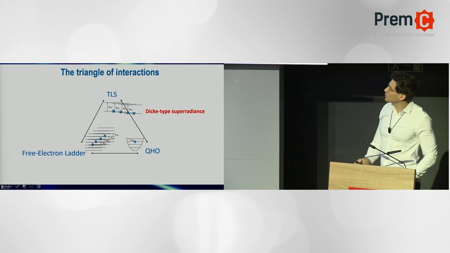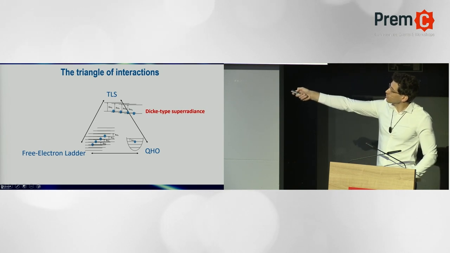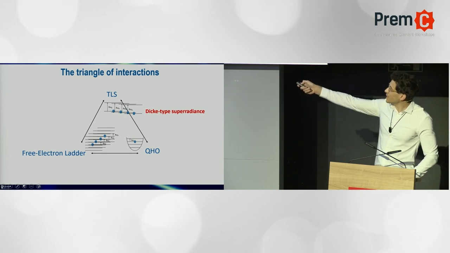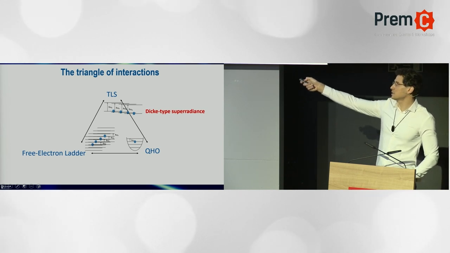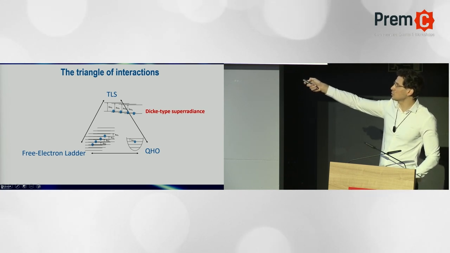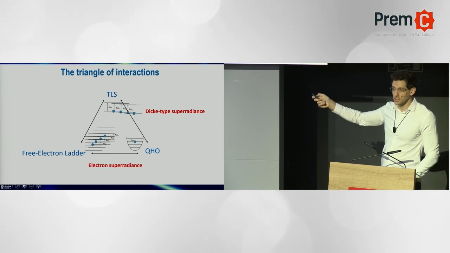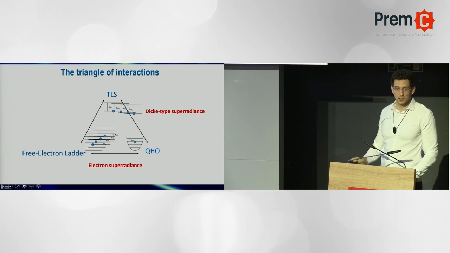In a similar way, you can ask, what happens when multiple electrons are doing an interaction? So this edge is also familiar. When you have a many-electron state interacting with a quantum harmonic oscillator, you also get superradiance, but this will be called electron superradiance, the type of physics we have in free electron lasers.